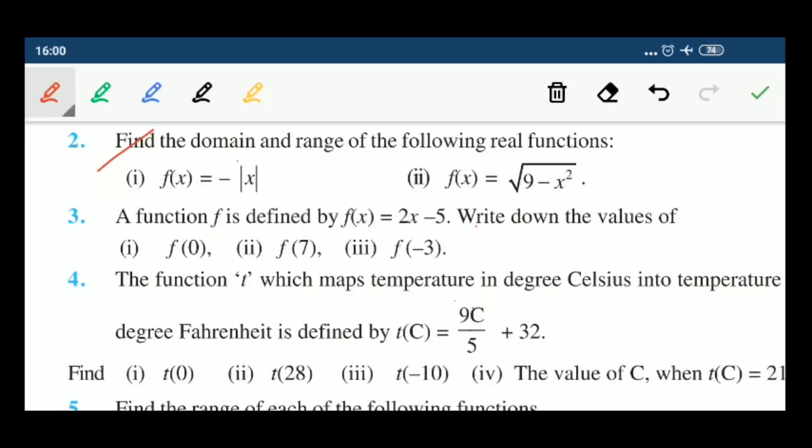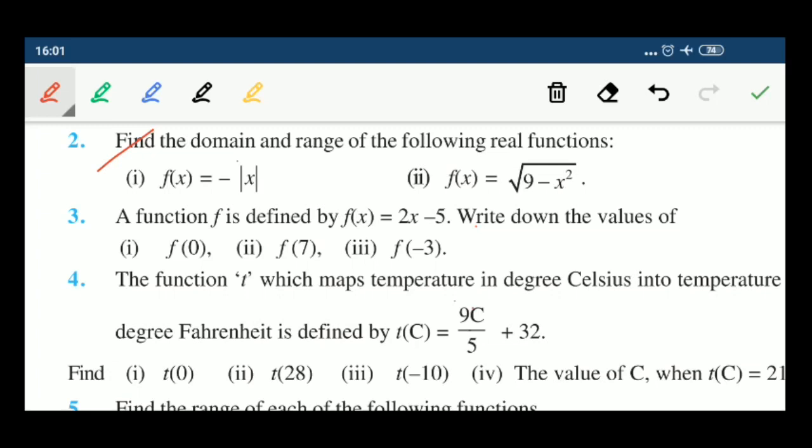See the second question. What is the statement of this question? Find the domain and range of the following real functions. So you can see the very first part, your function is f(x) equals minus the modulus of x. You know what the value of the modulus is after simplification? Whatever value of x you put here, any real number, positive or negative, after simplifying the modulus you will get a positive real number.